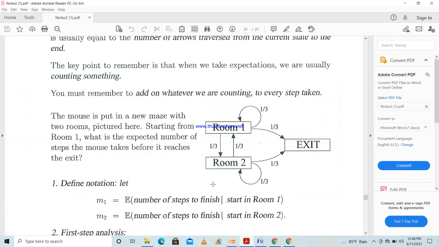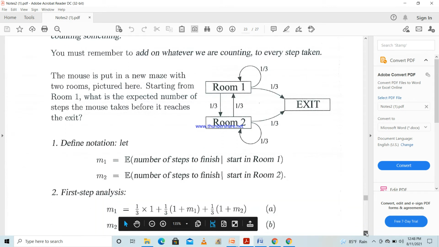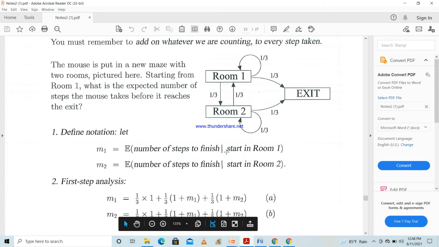So in this case, let's take M1 as the expected number of steps to get to the exit point, or to finish, given that the mouse is in room number 1. And let's take M2 as the expected number of steps to finish, given that the mouse is in room number 2. Okay, so let's use the first step analysis. Now if you take room number 1, we are interested in the expected number of steps to finish, given that the mouse is in room number 1, that is M1.